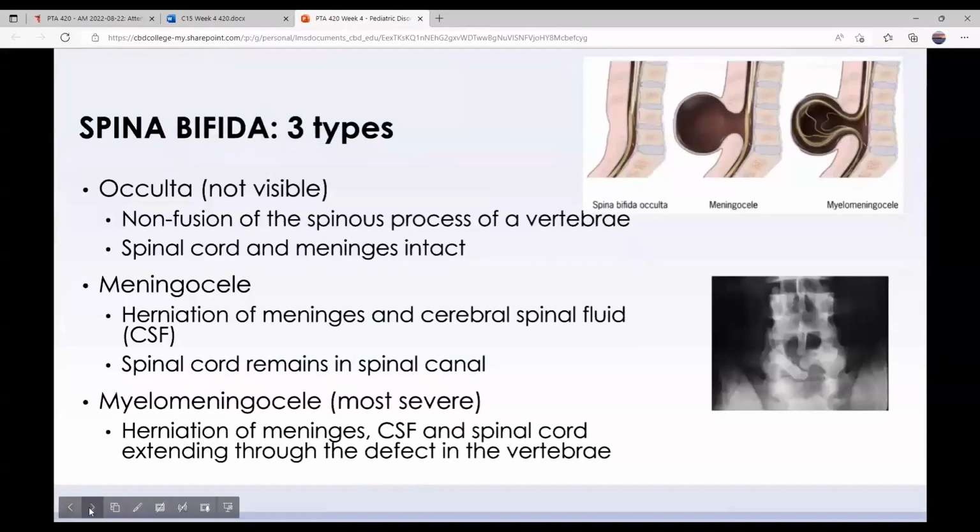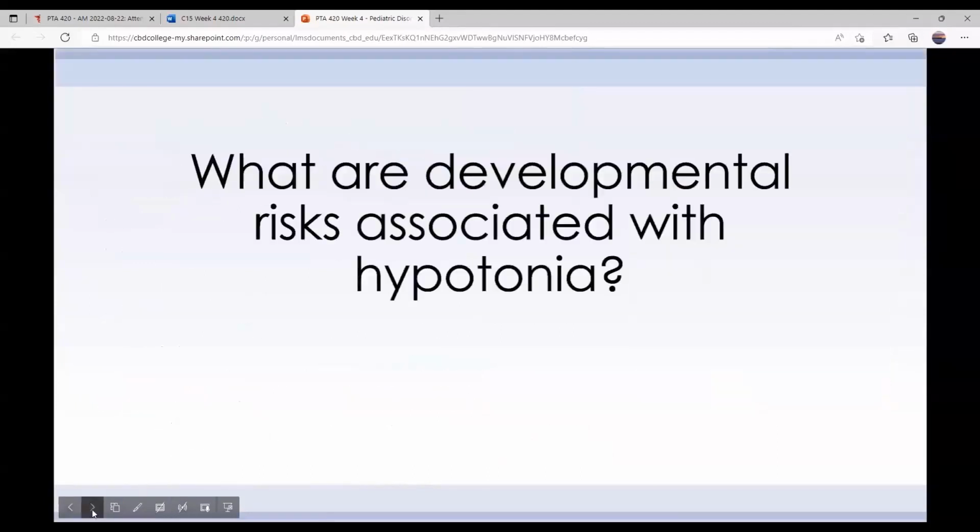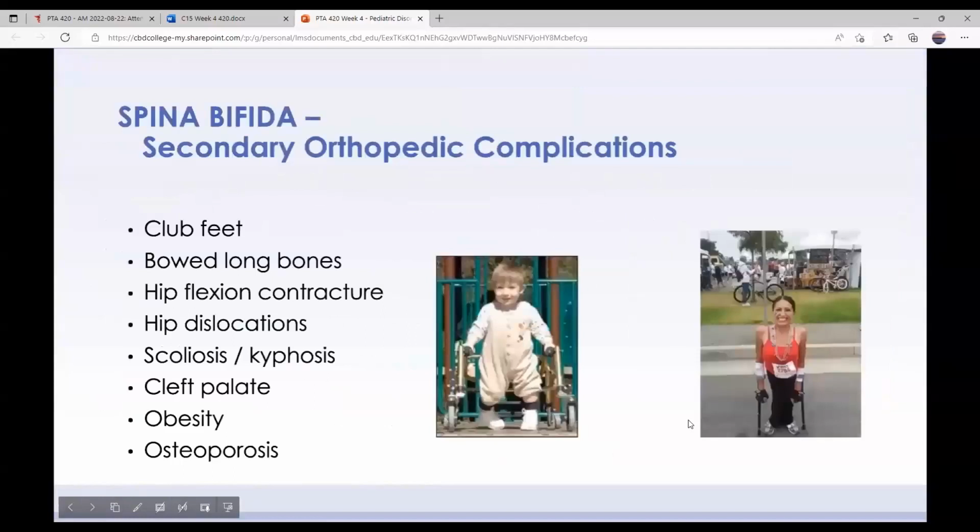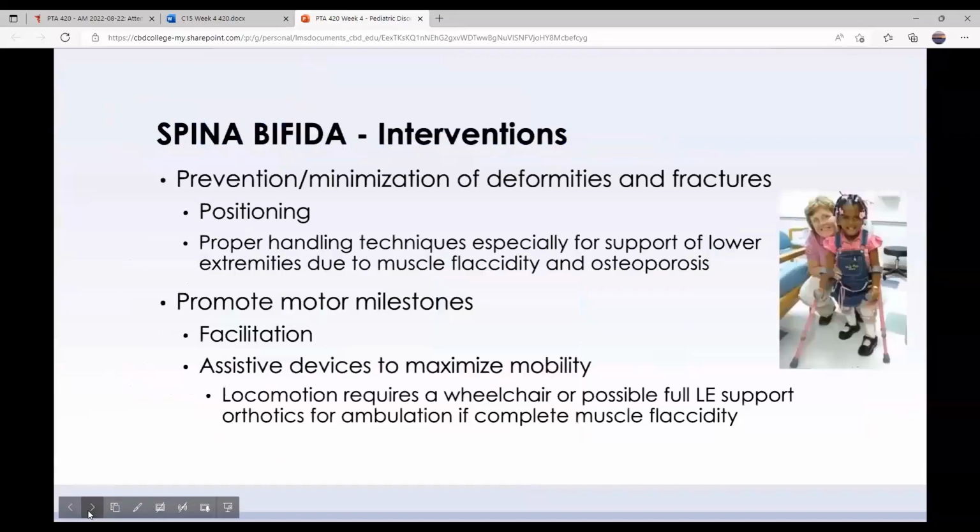For intervention, usually if they have an open spina bifida, they tend to do a surgery first to close that area to prevent it from getting any worse. And as they get older, you want to minimize the deformities and fractures, and you want to make sure that they're properly handled and showing the proper techniques using ADLs as they get older. And you want to promote more motor milestones so that they can be able to, at least if it's not that severe, be able to walk, physically do certain things. And of course, once again, teaching them how to use ADLs to maximize their own mobility.